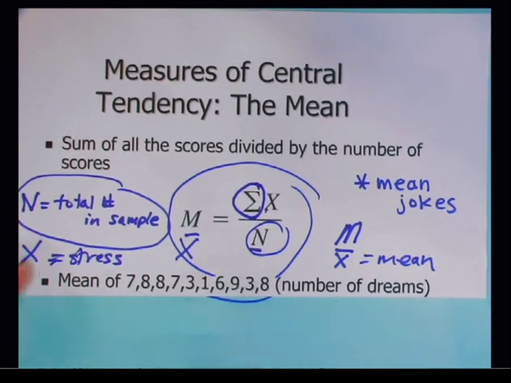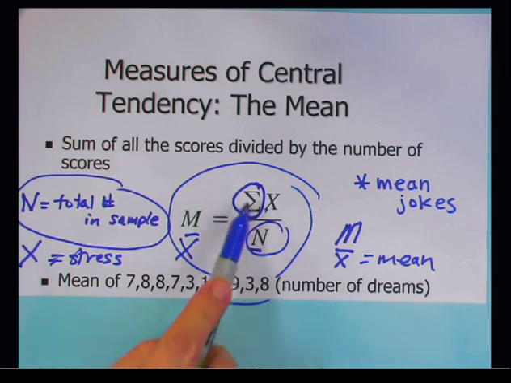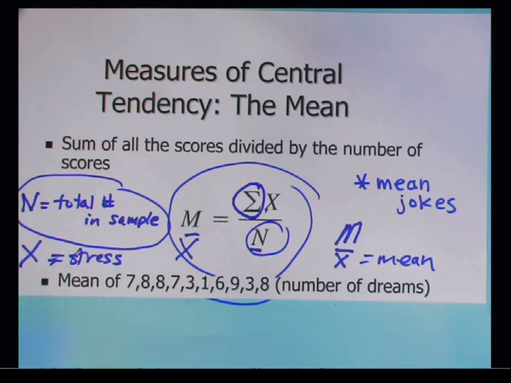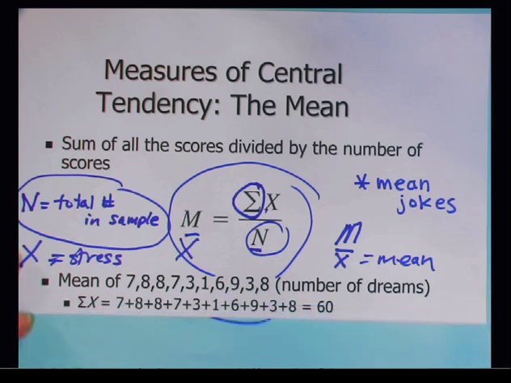Here we have the number of dreams that people reported having in the past week. So the number of dreams, this person had 7 dreams, the next person had 8 dreams, and so forth. So go ahead and try to calculate the mean or the average of these dreams. Remember, the first step in this formula is to sum all of the scores. All of the X represents dreams now. It just represents the variable. So sum all of the scores, 7 plus 8 plus 8 plus 7. Add those all up. You should get 60.